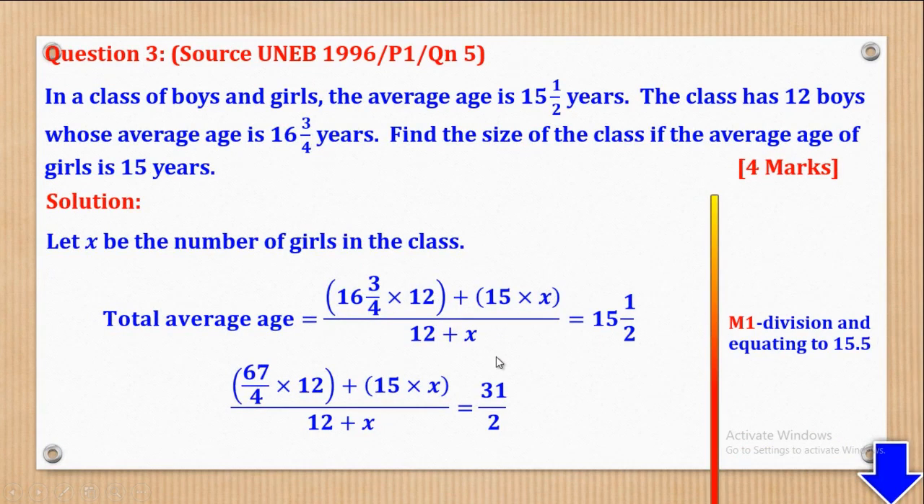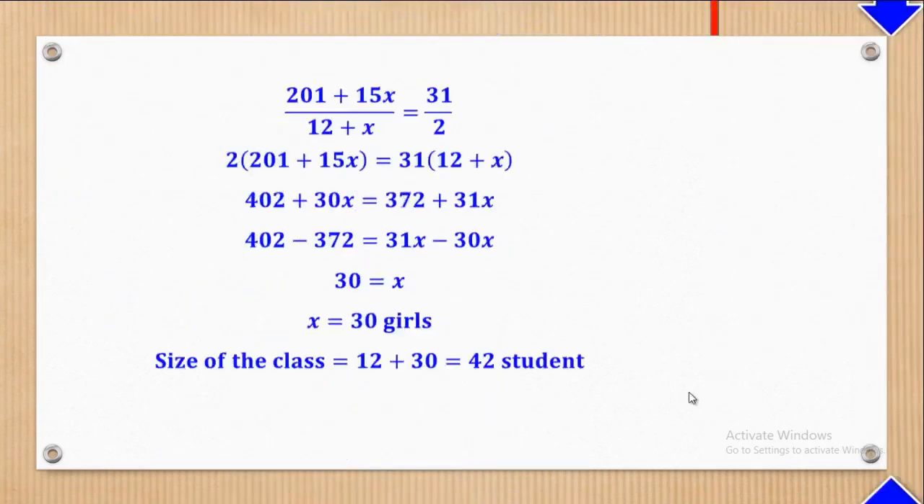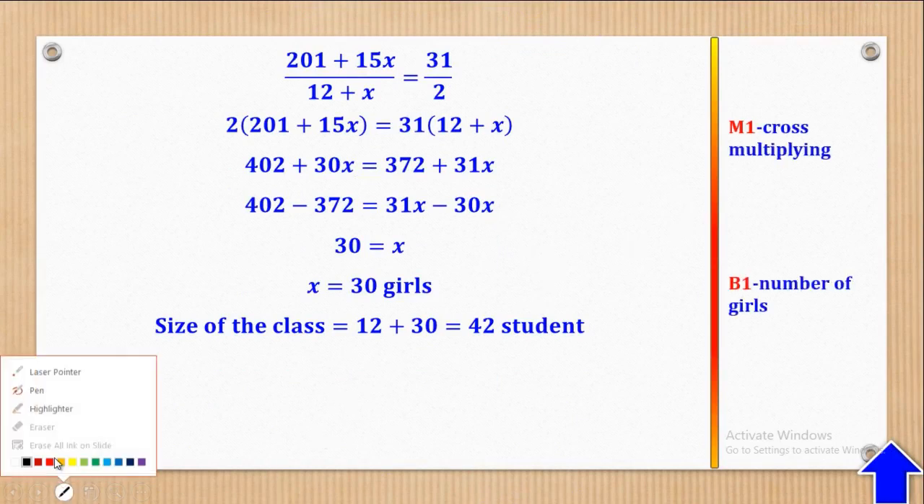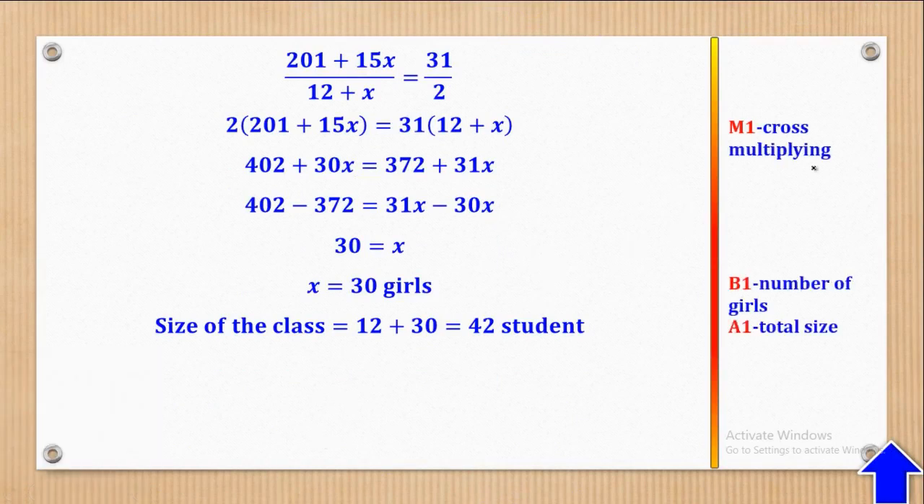So M1 will be for division and equating to 15.5. Then on this slide, M1 will be for cross multiplying, and B1 will be for getting the number of girls, and A1 is for you to get the total size. So basically that's how the 4 marks could come about.